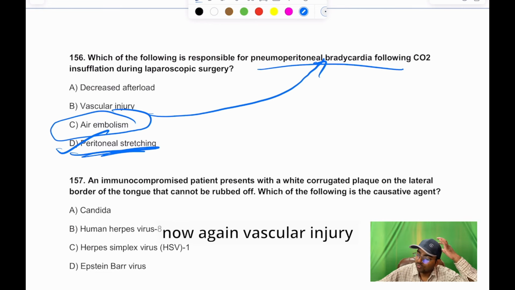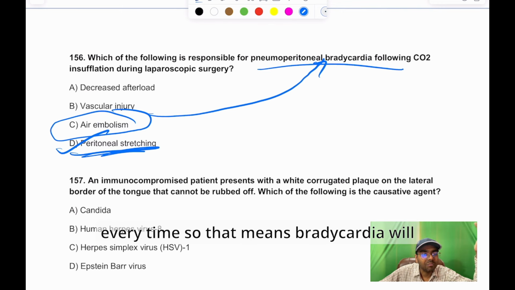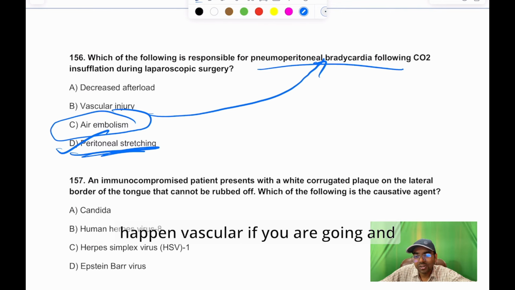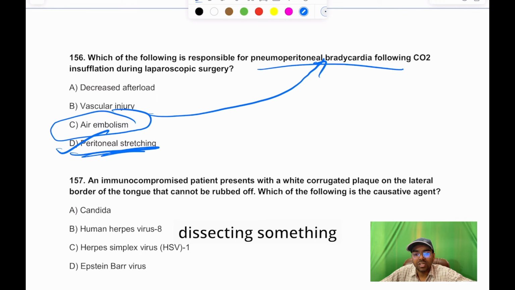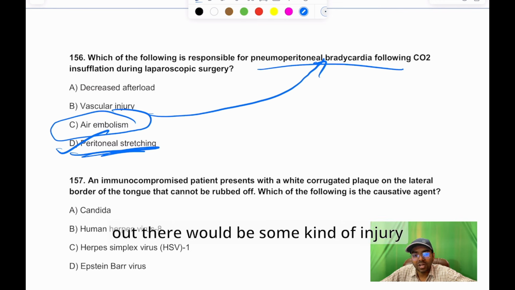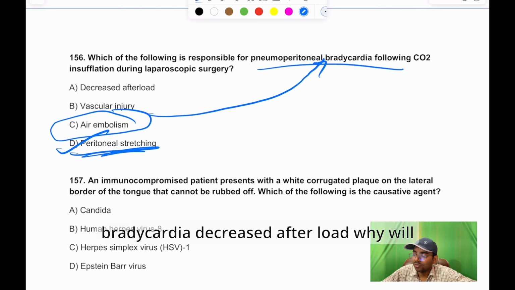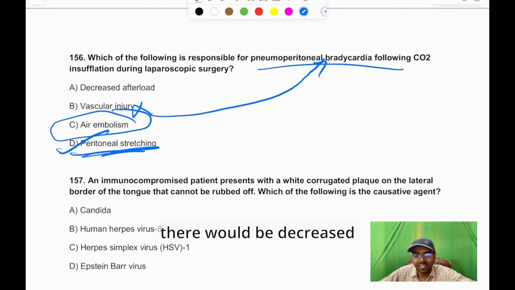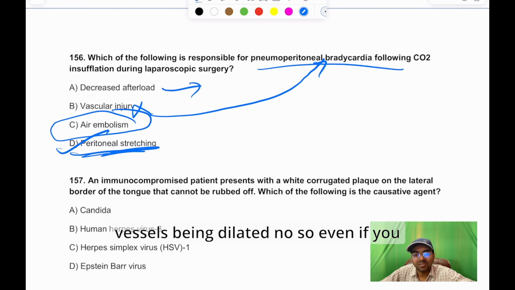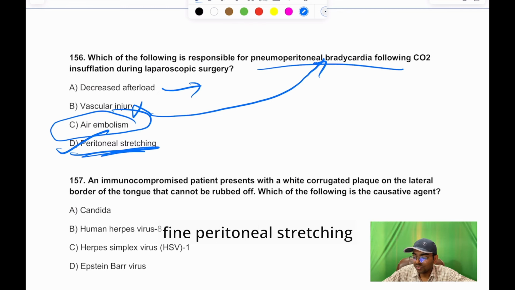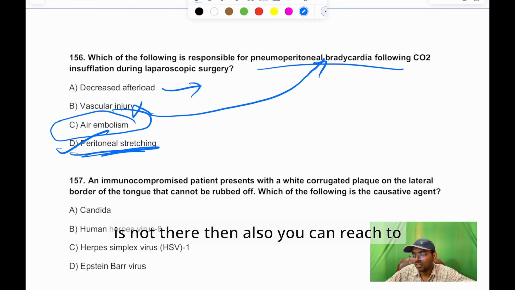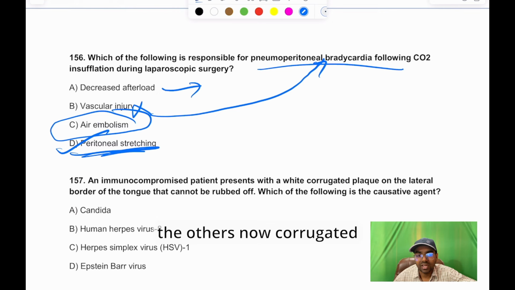Now again, vascular injury, it is happening every time, so that means bradycardia would happen. If you are dissecting something out, there would be some kind of injury somewhere, so that doesn't mean that the heart will stop. Decreased afterload. Why will there be decreased afterload? Are the peripheral vessels being dilated? No. So even if you don't know that peritoneal stretching is the answer, you can reach the answer by eliminating the others.